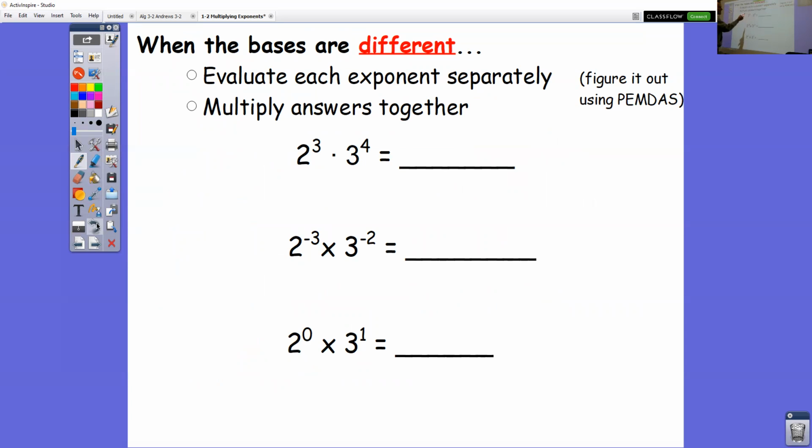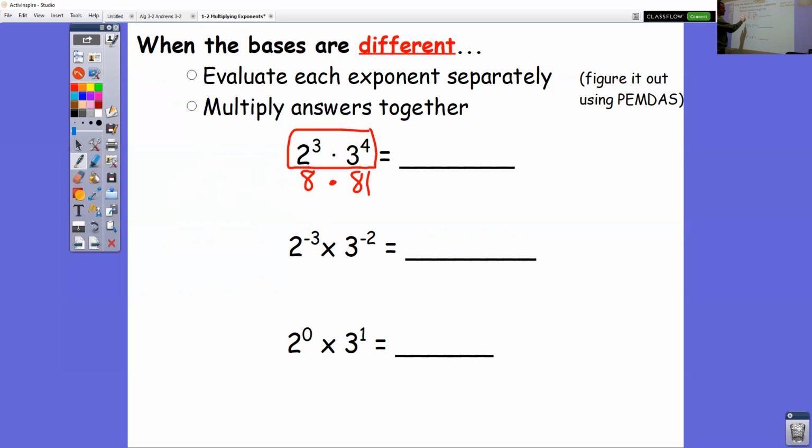So we could figure these out separately. We could figure out that 2 to the 3rd is 8, and we could figure out that 3 to the 4th is 81, and then multiply 8 times 81 together. You could do it that way, but you're allowed to use a calculator for this. So you could just type this directly into the calculator exactly how it looks.